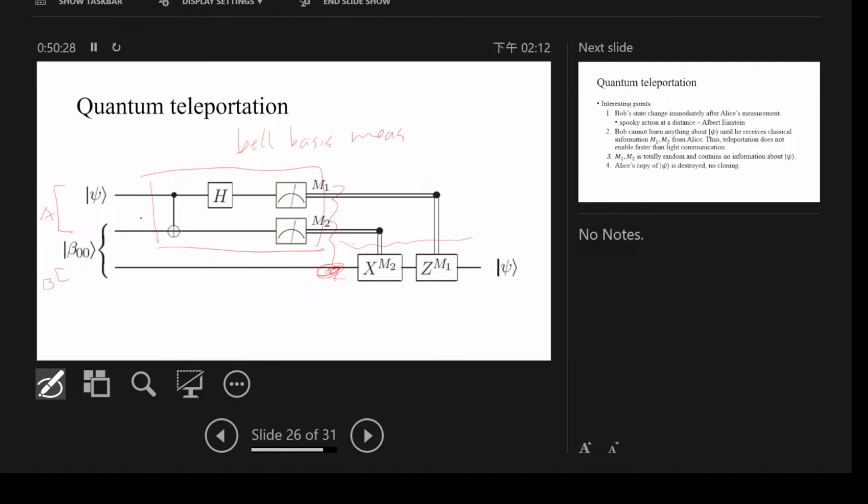So we've run over time, and let's see you on Thursday. And now we'll talk about density matrices.